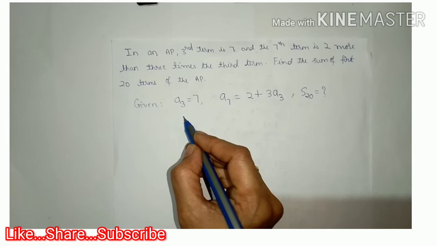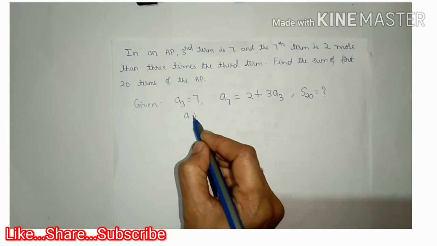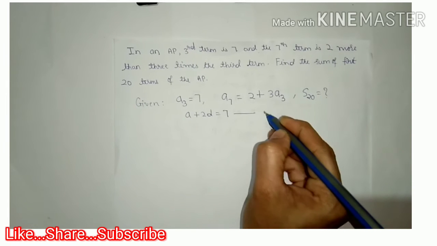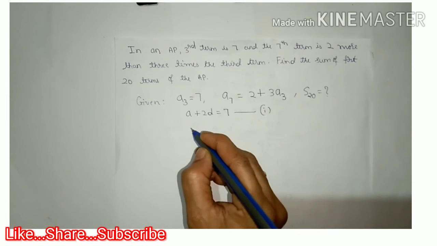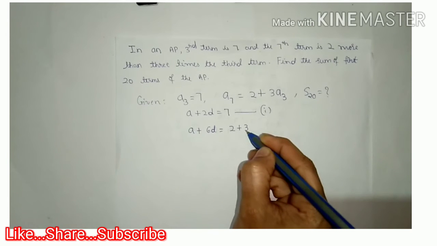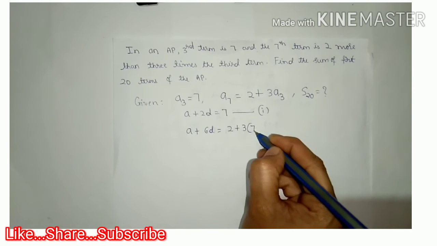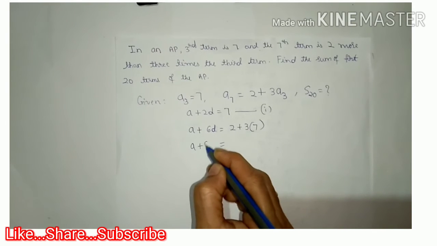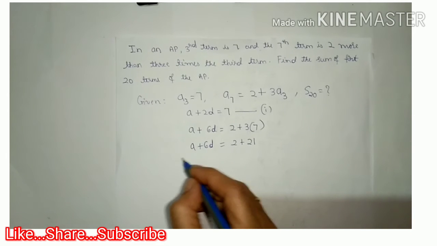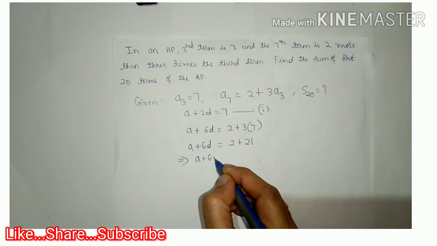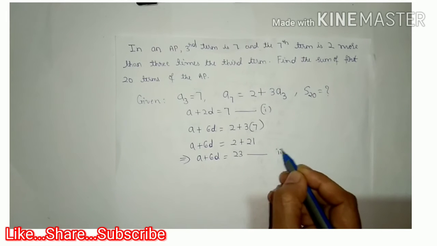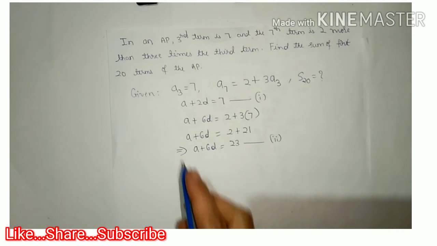A3 is A plus (3 minus 1) into D, A plus 2D is equal to 7. Let it be equation number 1. A7 is A plus 6D is equal to 2 plus 3 into A3, A3 is 7. A plus 6D is 2 plus 21. It implies A plus 6D is equal to 23. Equation number 2. Solve equation 1 and 2.